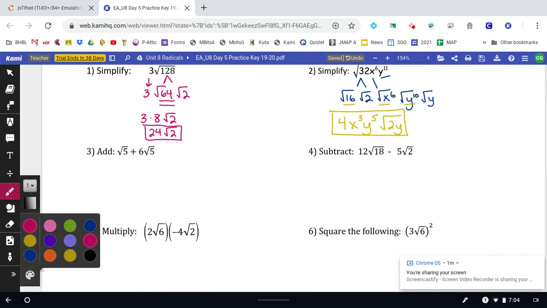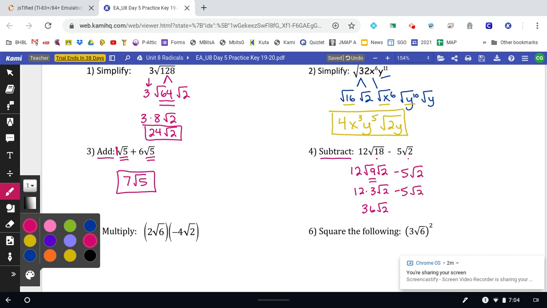Number 3, I want to add these together. So remember, when I'm adding, they have to have a common radical. So this is really 1 radical 5 plus 6 radical 5. That's 7 radical 5. Now, if I'm subtracting and they don't have a like radical, I have to try to simplify it to see if maybe they do. So I'm going to simplify radical 18 into 9 times 2, the 9 being perfect. So 12 times 3 radical 2, so 36 radical 2, minus that 5 radical 2. 36 minus 5 is going to give me 31 radical 2.